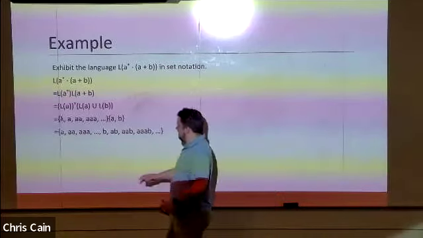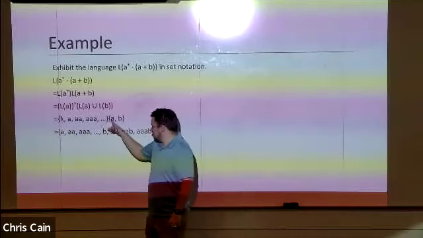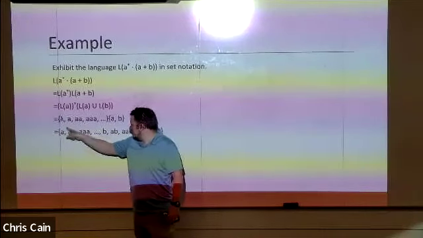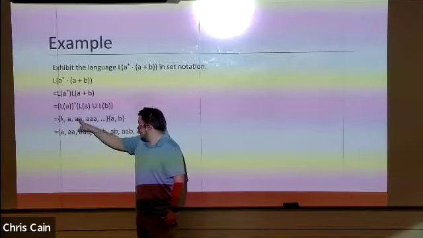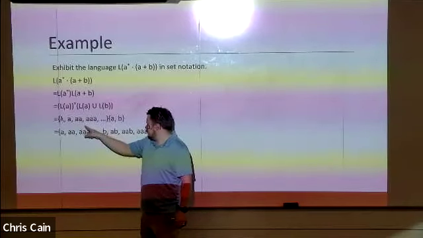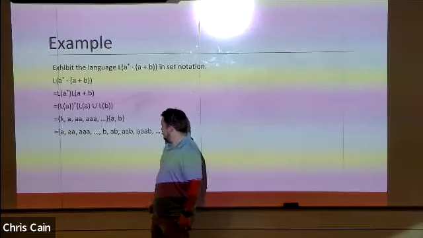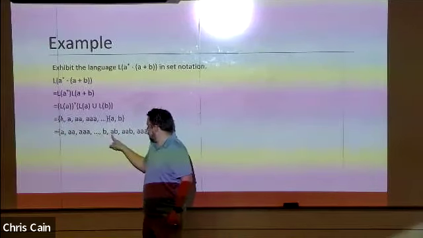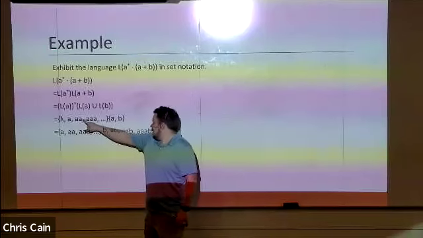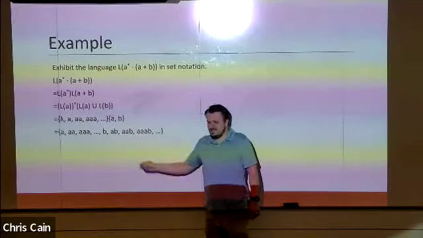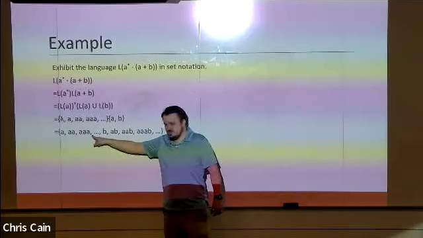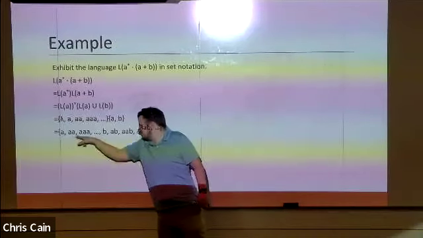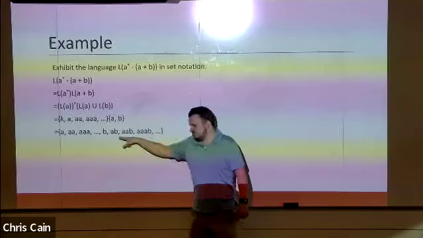So here we have the lambda concatenated with an A. We have the A concatenated with an A. We have the AA concatenated with an A, etc. We have the lambda concatenated with a B. We have the A concatenated with a B. We have AA concatenated with a B. And this goes on forever. This expansion goes on forever, and this expansion goes on forever.